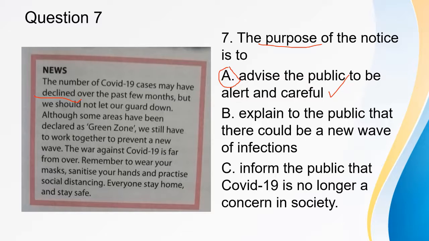Then we look at B and C. Why do you think B and C are not correct? Do you think the purpose of the notice here is to explain to the public that there could be a new wave of infections? No, it didn't say that there could be a new wave. Here it only mentioned to prevent a new wave. So this one, B, is incorrect.